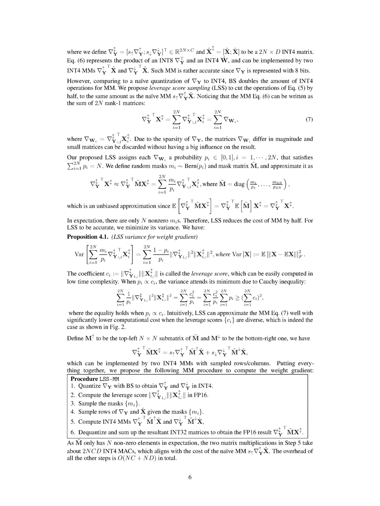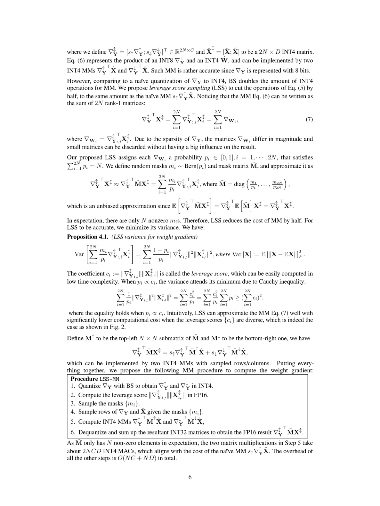We also note that our equation can be rewritten as the sum of two n rank 1 matrices. Due to the sparse nature of the y gradient, the resulting matrices vary in magnitude, and smaller matrices can be discarded with negligible impact on the result. LSS assigns each matrix a probability that ranges between 0 and 1 and ensures that the sum of all probabilities equals n. We define random masks and a mask matrix to get an unbiased approximation of the equation. As a result, on average, there are only n non-zero masks. Therefore, LSS can reduce the computational cost of matrix multiplication by half.